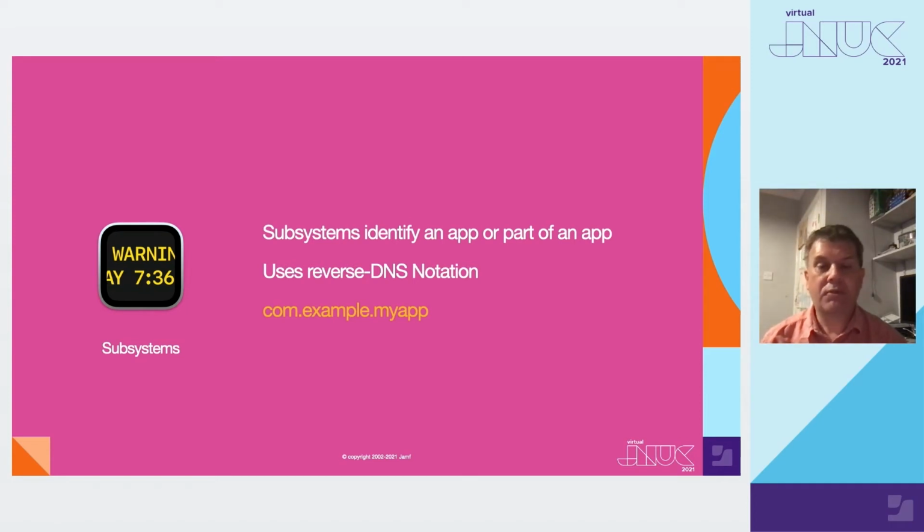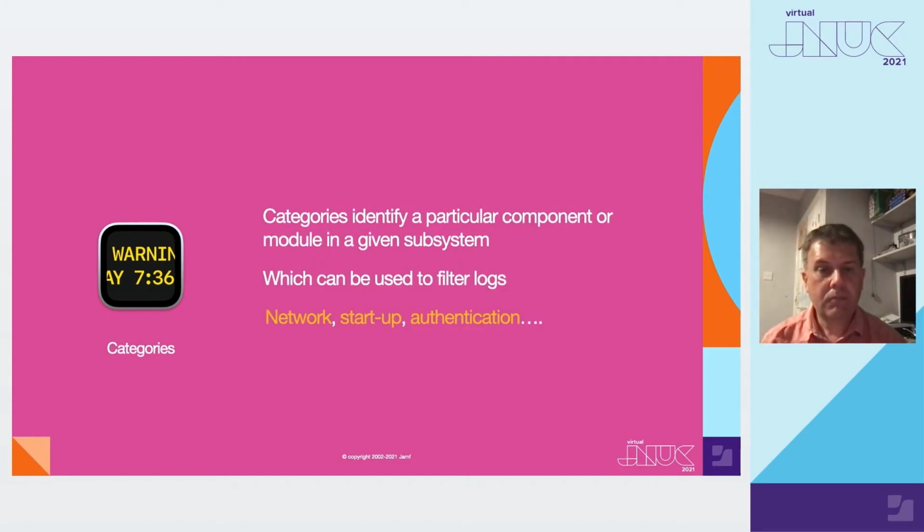You identify the subsystem using standard reverse DNS notation that we're used to with Apple systems. It's normally the reverse DNS of the vendor's domain, with the application appended to that, for instance com.example.myapp. Hopefully that makes it quite straightforward to start identifying applications within the logs.